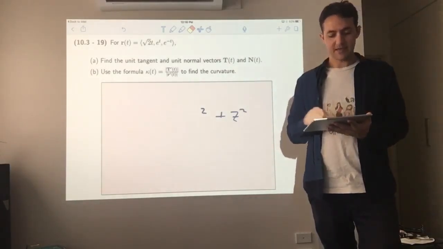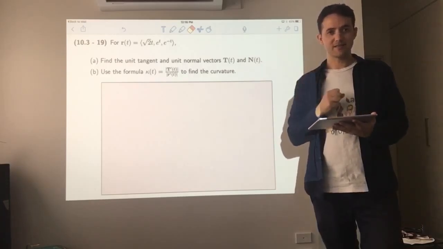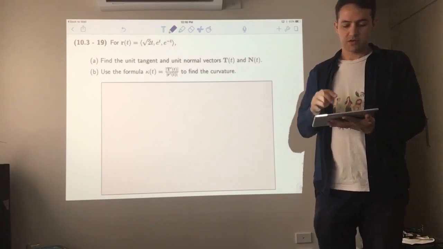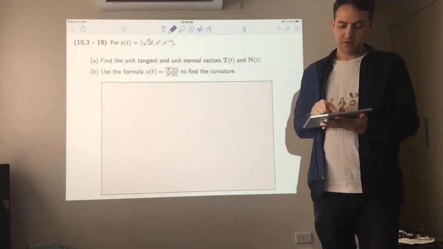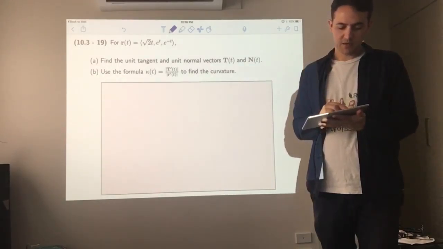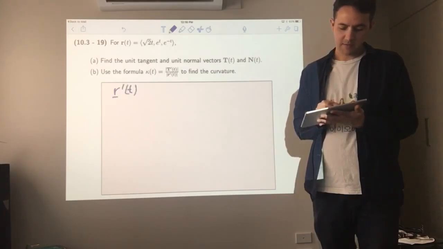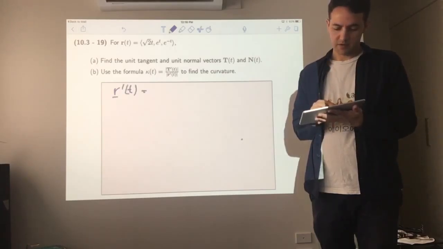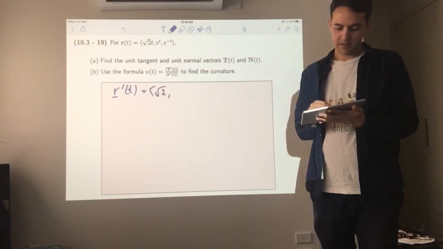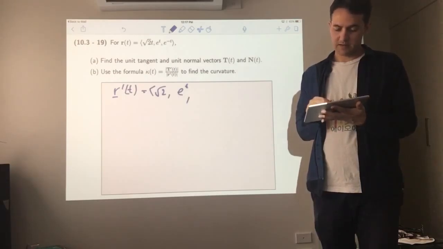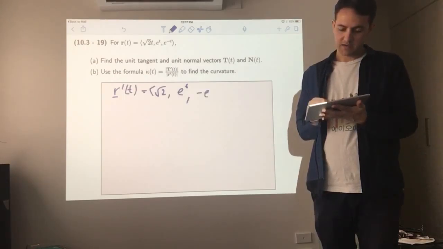So let's have a look at this one though, because practice is good for being able to identify where we can make these changes. Firstly, in order to find the unit tangent vector, we do have r of t, where r is a vector, and differentiating, we get root 2, and e to the t, nothing happens, and e to the negative t becomes negative e to the negative t, like this. Okay.